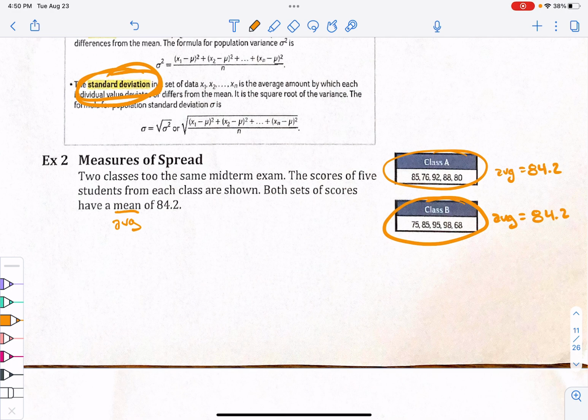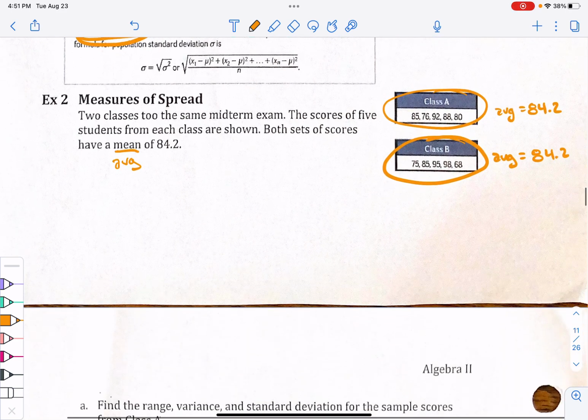When we're looking at standard deviation, the higher the standard deviation, the more spread out my data is. If the standard deviation is lower, then that means that my data is closer together. So let me give you an example of that, okay? Let's say we can use the same 84.2, and let's say this one has a standard deviation of 5. I don't know for sure. We're going to calculate it here in a second.